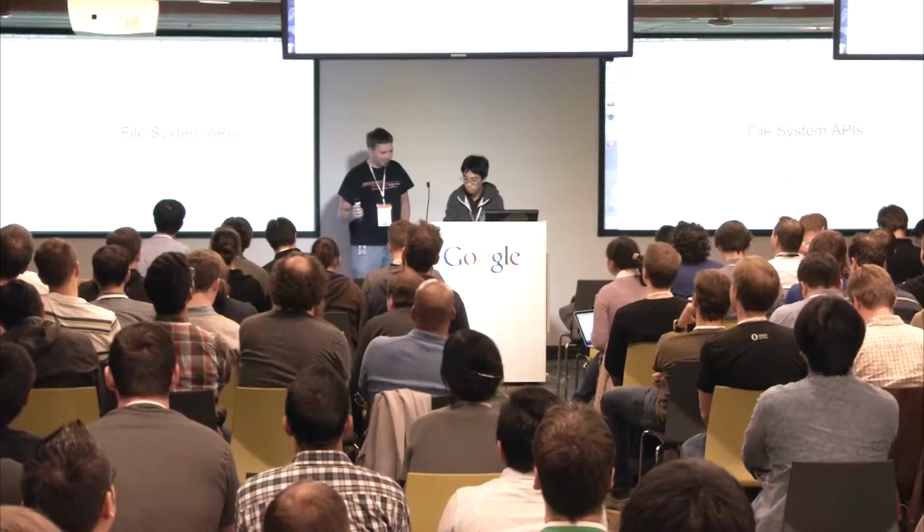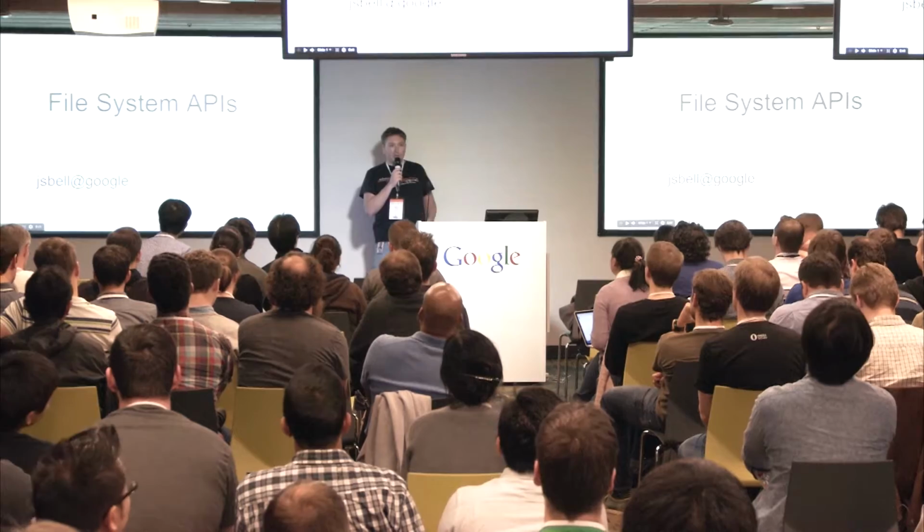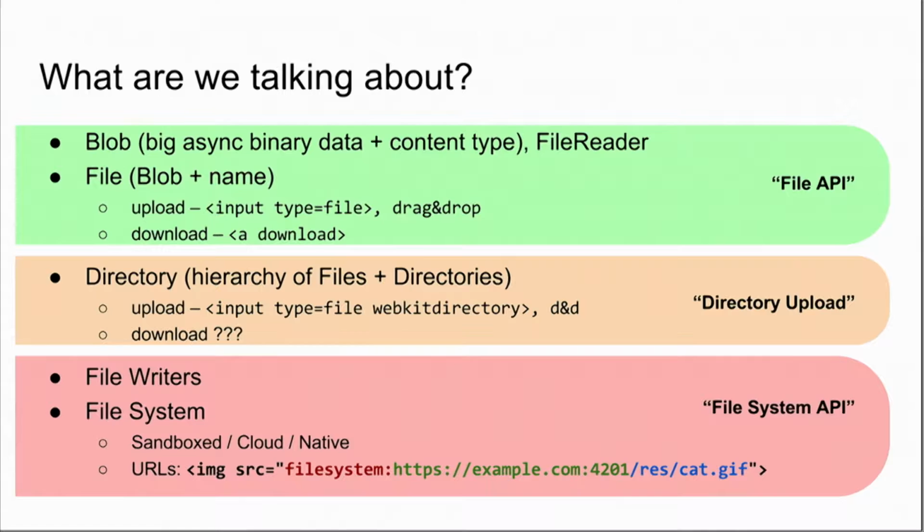Hey, so I get asked all the time, what's up with file system APIs, Josh? So I thought I'd share that with everybody here. Well, what are we talking about? The web platform has this file API concept, the notion of blobs and files and HTML bindings for those that mostly works, lets you get files in and out of web pages and into script, modify them. Directories, being able to drag an entire directory, say of music files, into your music player site, or files to upload to Drive or Dropbox, not so much.